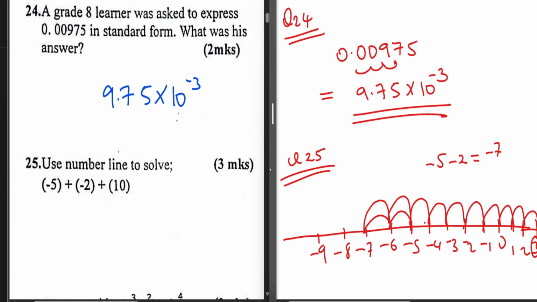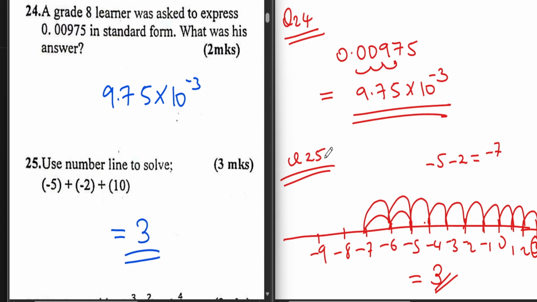That is 3. So your final answer is going to be 3. So the final answer is 3, but make sure you draw the number line, otherwise you don't get the mark.